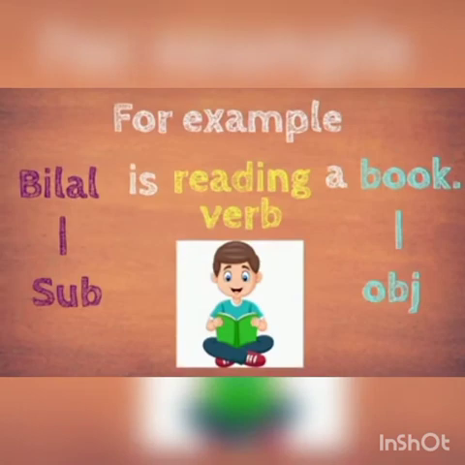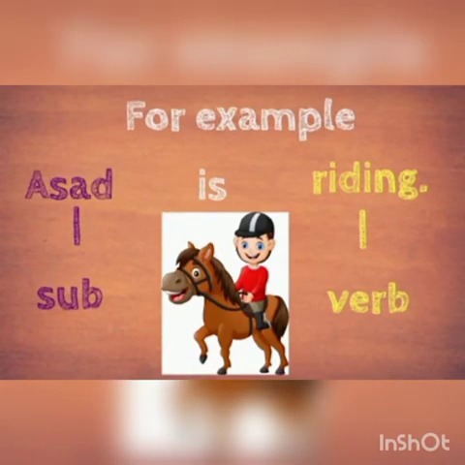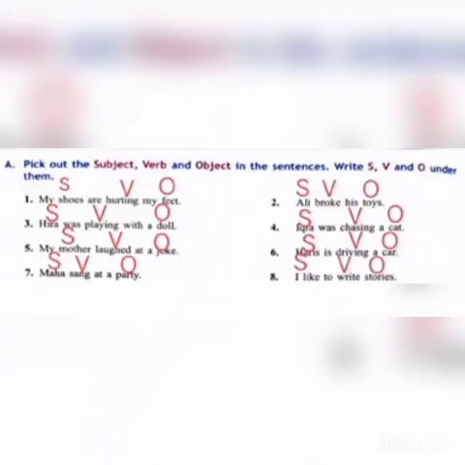Revise from example. For example, Bilal is reading a book. In this sentence, we have subject, verb, and object. It is a complete sentence. But in this example, Bilal is reading, we only have subject and verb. The next example, Asad is riding. In this sentence, we only have subject and verb. But Asad is riding a horse. In this sentence, we have subject, verb, and object, which completes the sentence.